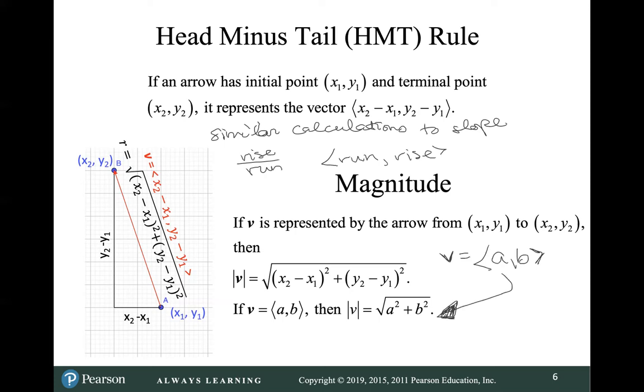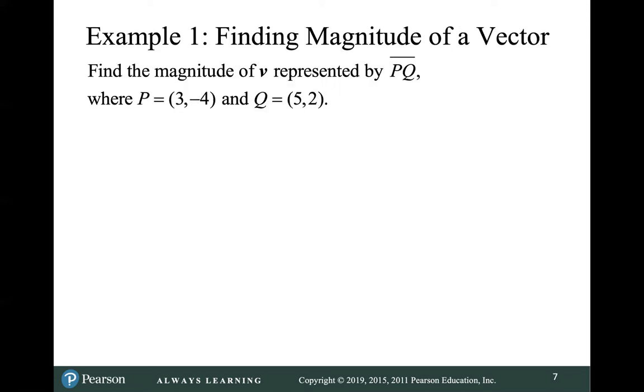Okay, so again, this is review. We talked about this in class already. So let's do an example. Find the magnitude of our vector represented by PQ, where P is (3, -4). It should have a little arrow on top, and Q is (5, 2).